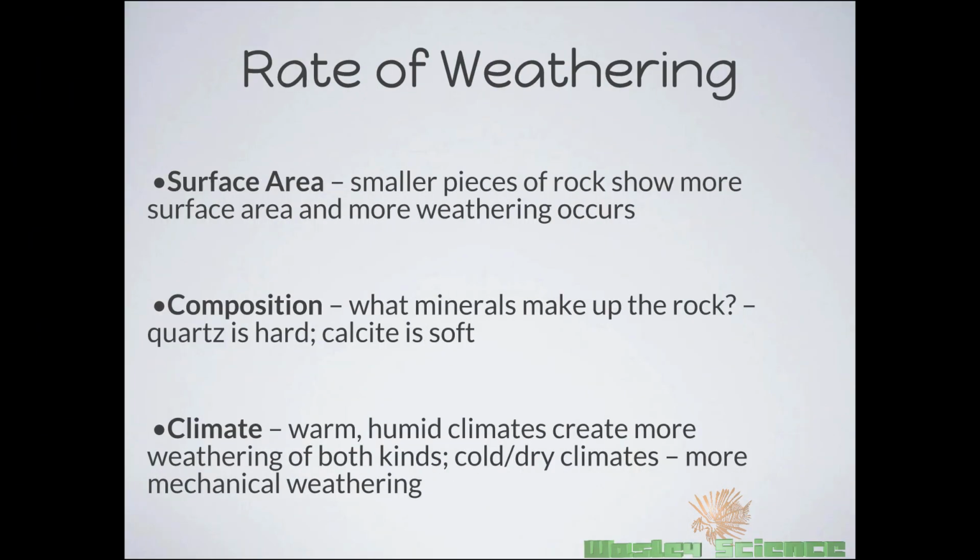Now that we have distinguished the different types of physical and chemical weathering, let's talk about the rate of weathering. So there's 3 different ways that rate of weathering can be changed. The first one is the surface area, the second one is composition, and the third one is climate. And we're going to talk more about these in detail in the next couple slides.